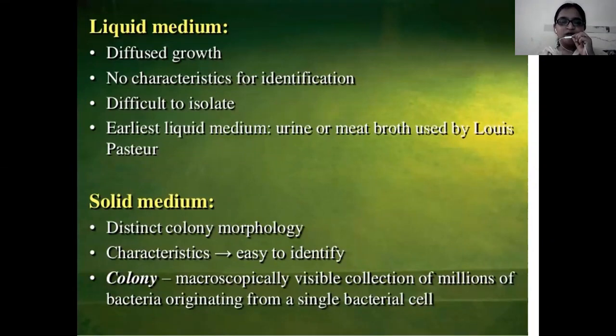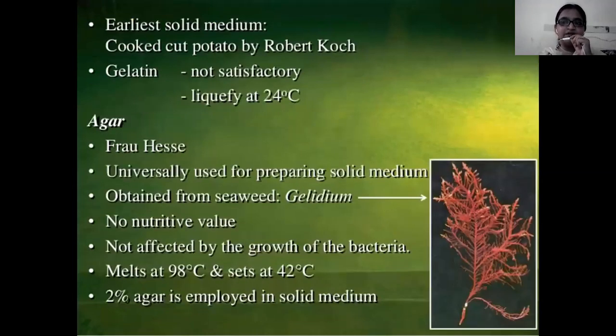And coming to solid medium, on solid medium, we can see distinct colony morphology. We can see the shape and color or size of the colony. So we can identify to some extent the type of microorganism based on the colony morphology. And what is a colony? A colony is a microscopically visible collection of millions of bacteria originating from a single bacterial cell. It means whenever a single cell falls on the culture medium separately, it will divide and redivide and redivide, and it will form a group of cells that is called a colony, which is microscopically visible, and it contains millions of cells.